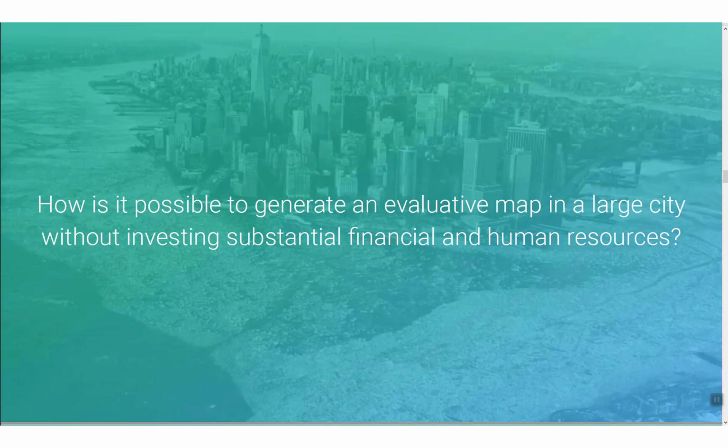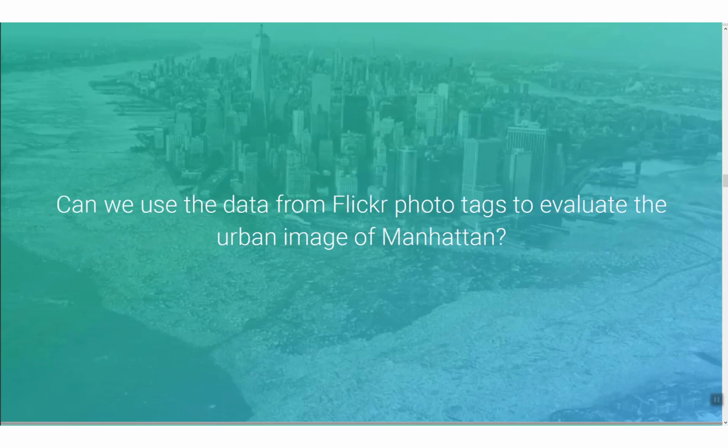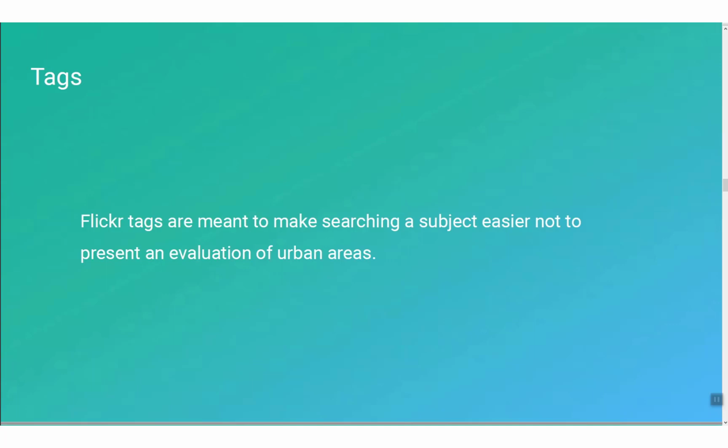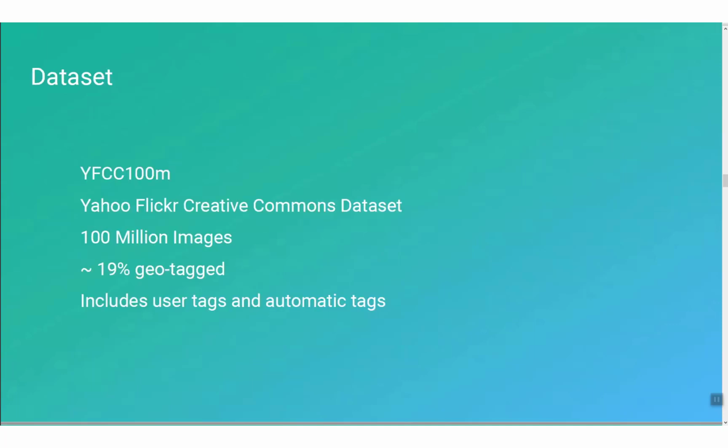So I used data from Flickr. Flickr, for those of you who don't know, is a photo sharing website, not a data set. A few years ago, they put out a data set with 100 million different images, just for researchers to analyze and look at. So I looked at the data, seeing what's going on. I found that about 19% of images are geotagged, so you can actually find out where a photo was taken.